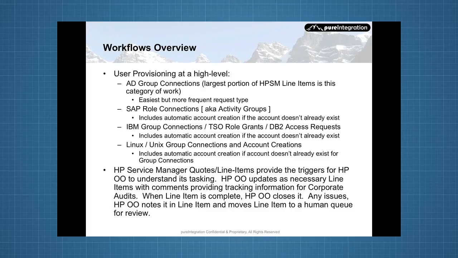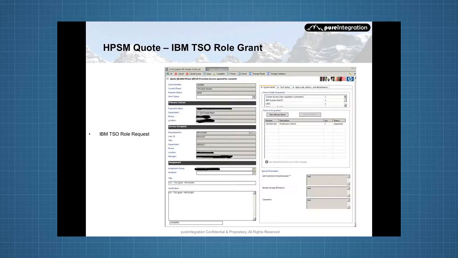So here, HPSM is being used by OO to let it know its tasking. It pulls a group of line items that have been approved and ordered, starts to work on them. Then, when the line items are complete, HPOO closes the line item. Any issues, OO will actually note the issue in the line item itself, and it moves the line item to a human queue in HPSM for a review and fixing if necessary.